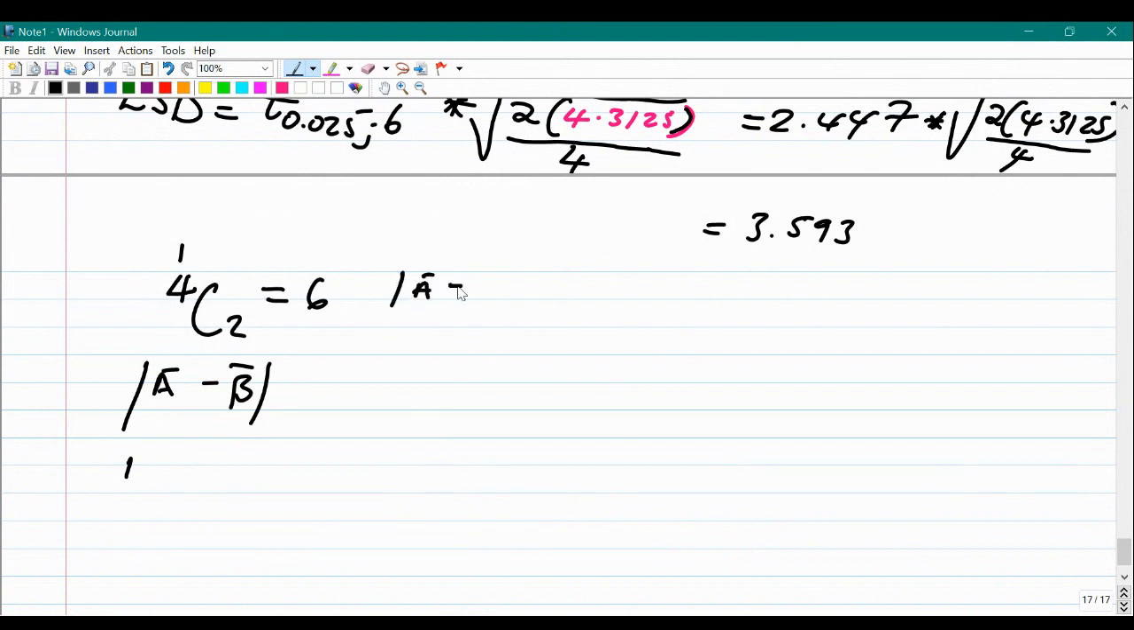Sir, is the 4.3125 the MSE? I'm told it is not 8.621. I don't know. So, Christopher, you are coming with a different value now.